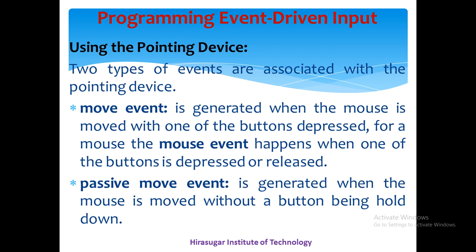Two types of events are associated with the pointing device, as I told. The pointing device is nothing but a locator, right? Two types of events are associated with the pointing device. One is the move event, and the other is the passive movement event, right? There are two types of events, movement and passive movement. Then what will happen in movement, and what will happen in passive movement.